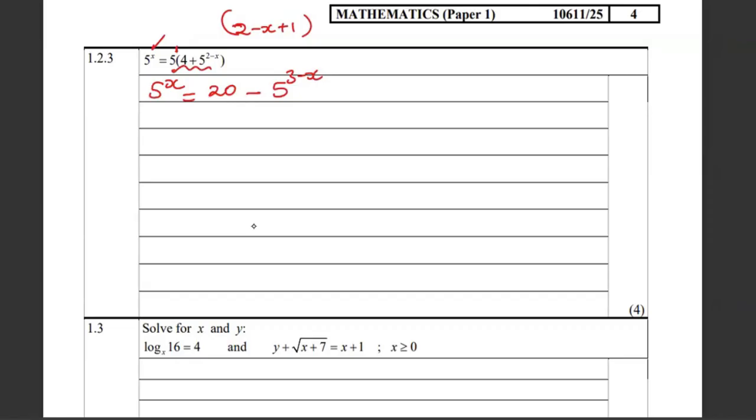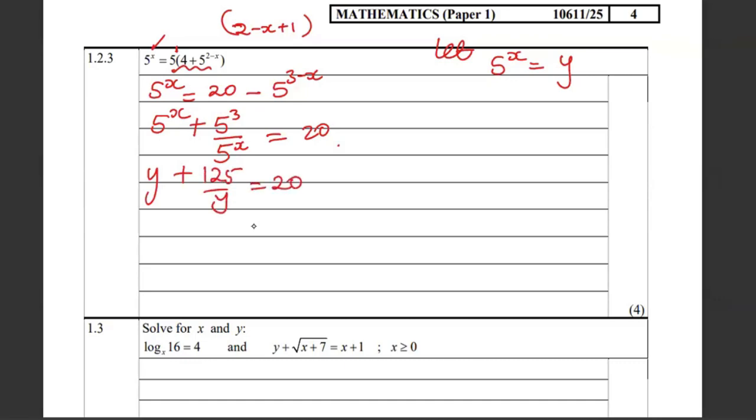Let's move this negative 5 to that side. So I'll have 5 to the x plus 5 to the 3. Let me try to split this over 5 to the x is equal to 20, because if I apply law number 2 for the division, it will subtract. Then from here, the quickest that I think I can use is let 5 to the x be y. Meaning that y plus 5 cubed, which is 125, divided by y gives me 20.